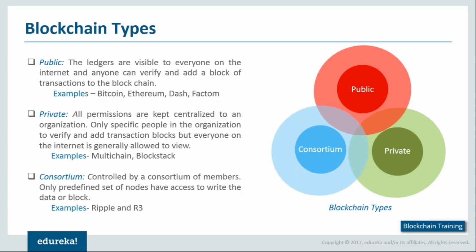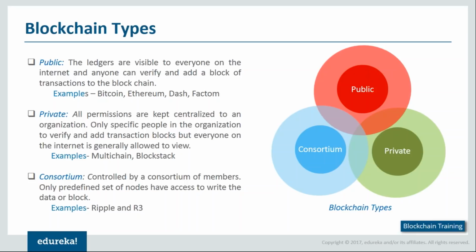Then you have private blockchain. Here the difference is that all the permissions, that is, to either validate or add a new block, are kept to a central organization. Only people who are part of this organization can view and add transactions, but generally people on the internet are allowed to view this. But this is not always the case. There are certain organizational blockchains wherein you can't see it unless you have the required permission. So it's not completely accessible to the public either. One example of this is MultiChain, and you also have Blockstack, which is another popular private blockchain.